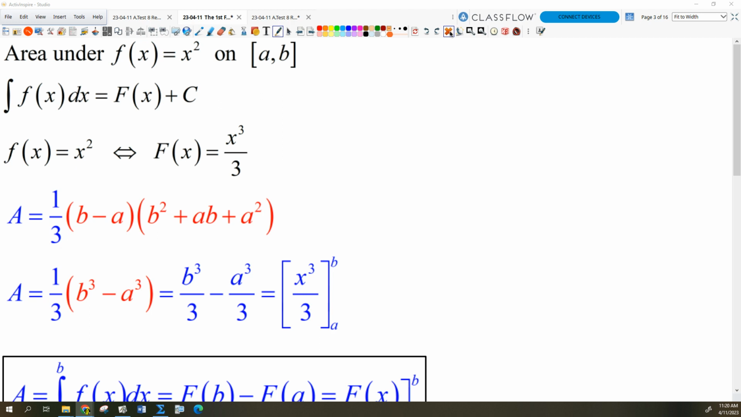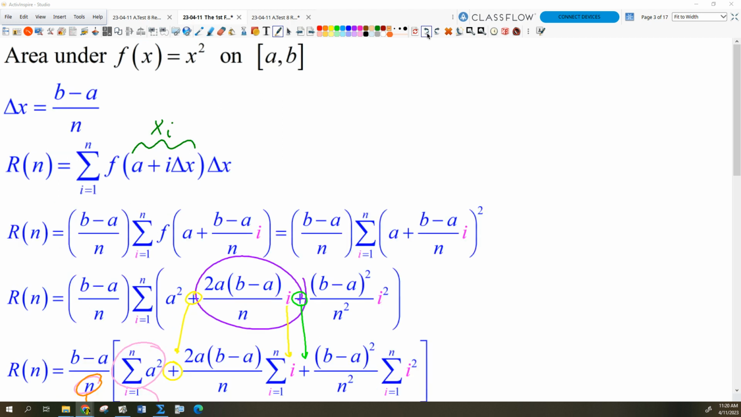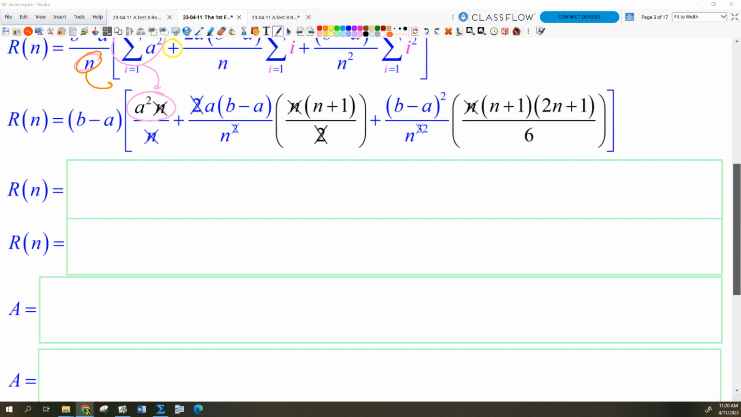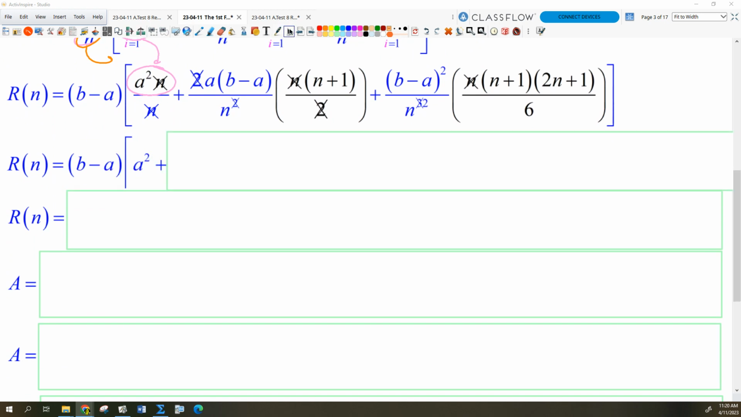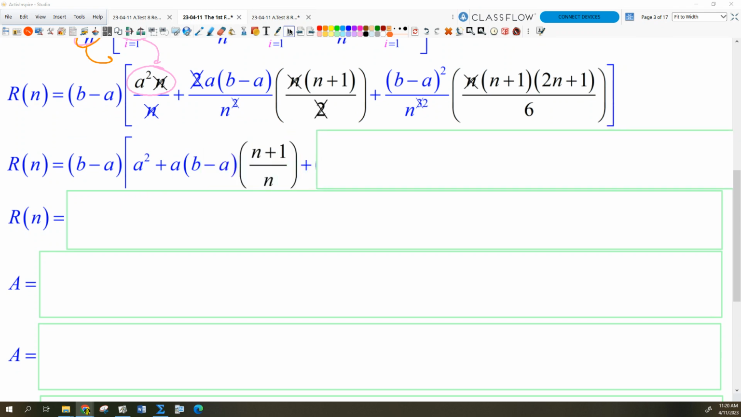Let's just kind of track where that leaves us as we move along. So we get our b minus a. That one just becomes an a squared. What's all that stuff going to become? Well, if I cancel the 2's and I cancel an n, I just get that, don't I? Everybody agree? Just doing a bunch of algebra.